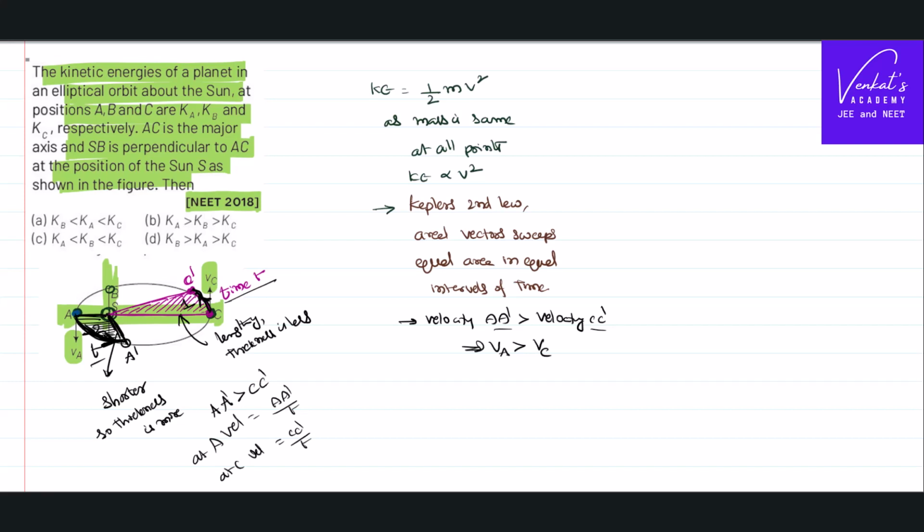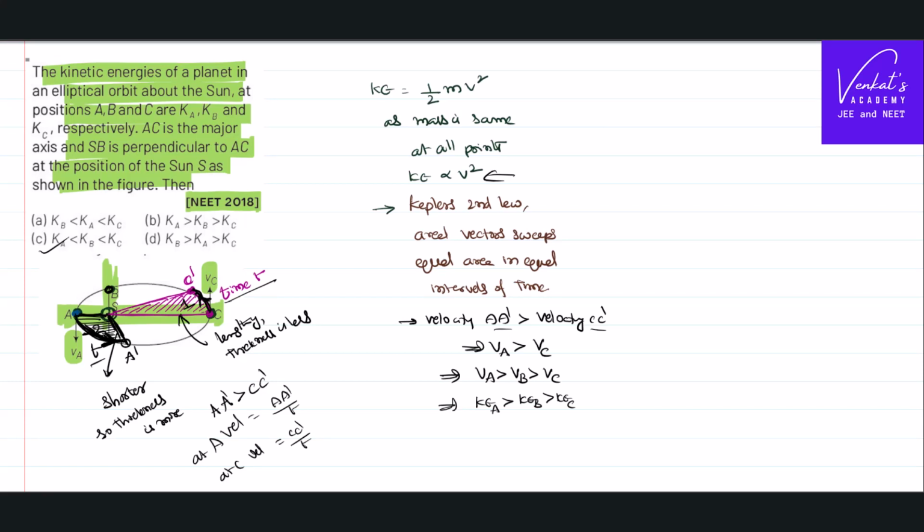B is of course somewhere in the middle of the path. This is the shortest, this is the longest, so B is somewhere in the journey. Therefore, velocity at A is highest, at C is least. Thus, I can say velocity of A is greater than velocity of B. Velocity of B is even greater than velocity of C, because C is at the longest distance. That implies, as per this relation, kinetic energy at the point A is greater than kinetic energy at B, which is greater than kinetic energy at the point C. That's the answer for the problem.